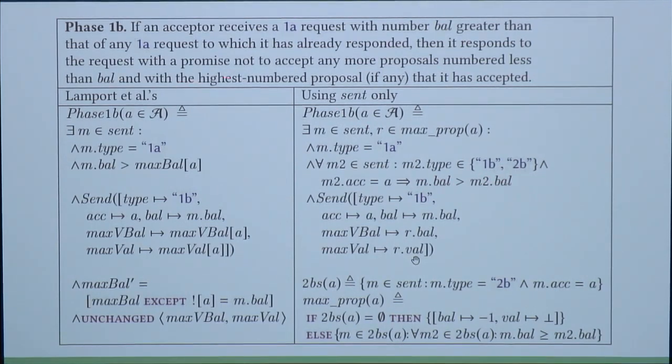Then it responds to the request with a promise, which is a 1B message, not to accept blah, blah, blah, and with the highest number proposal that it has accepted. So we send this promise, and we calculate whatever would be this highest number proposal, and that would be this R. That is what this operator is doing. And the highest numbered proposal that it has accepted is over the set of all 2B messages. You just see whichever is the most recent one, whichever has the highest ballot. And that's basically all we're doing. And we're trying to follow his English, not the existing TLA spec.